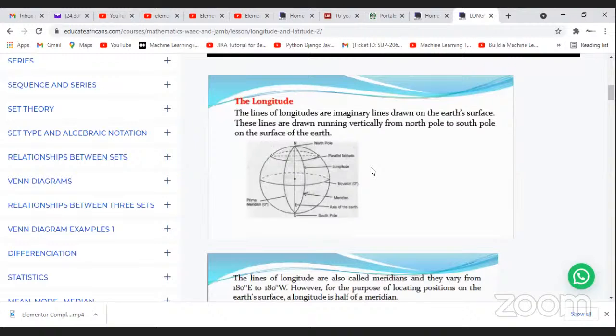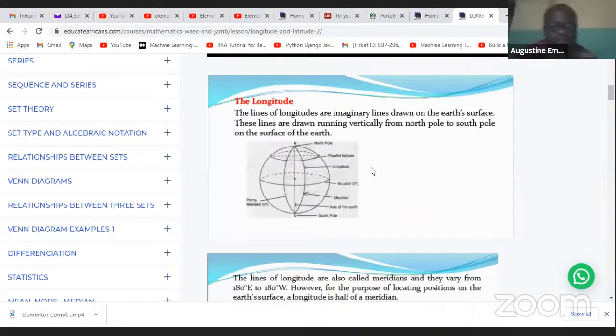So we are looking at longitude and latitude today. We want to learn how to do calculations involving longitude and latitude. You're going to find out that in the last class we may not have done this. So we're taking our time to look at mostly topics we were not able to do last time and move forward from that. We're looking at longitude first.